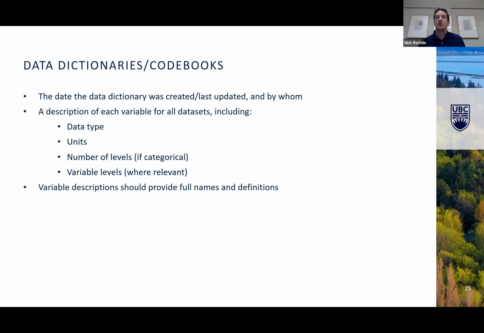Now, if you do want to create a data dictionary or a code book that's separate from your README, you don't always have to, but it's potentially useful to include these types of things, describing your data types, the units, and how the levels of your variables work if they are categorical. You want to describe what your variables are, because people might not always know.